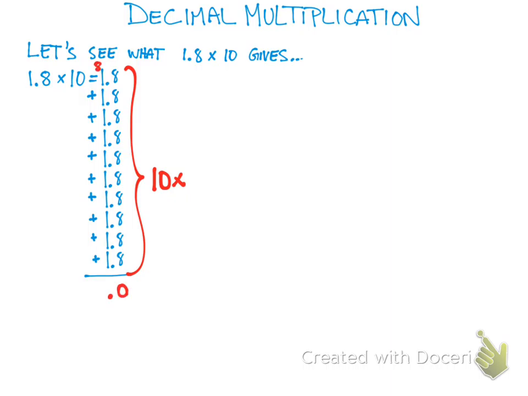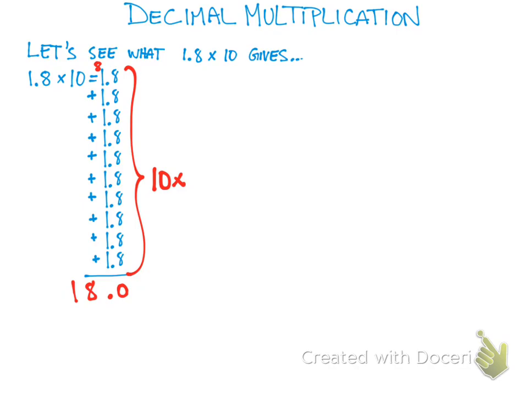So I write 0, I carry the 8, and I make sure to align the decimal point, so I put a decimal point next to the 0. And now I'm going to add 1 plus 1 plus 1 plus 1, 10 times. 1 plus 1 plus 1, 10 times, is 10, plus the 8 that I had to carry, so 10 and 8 is 18.